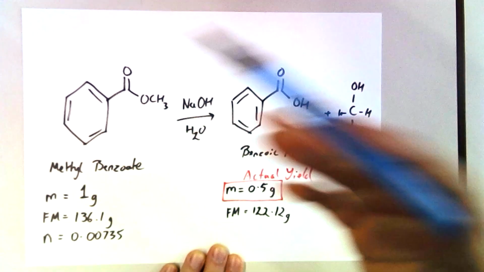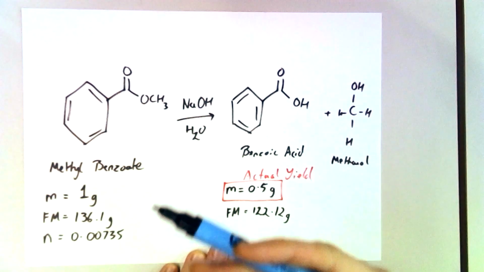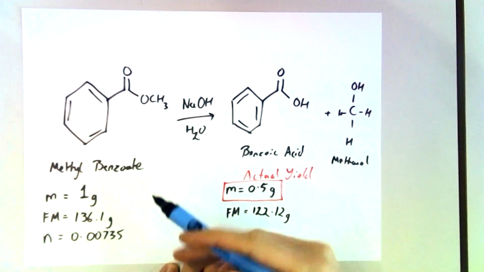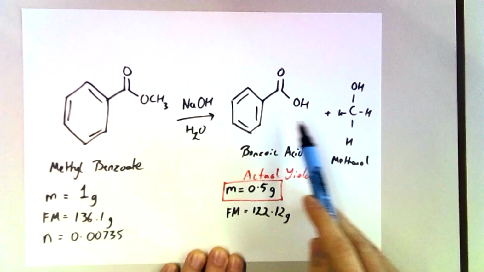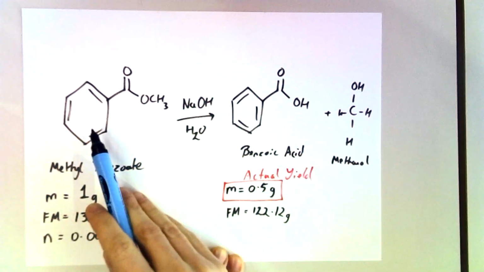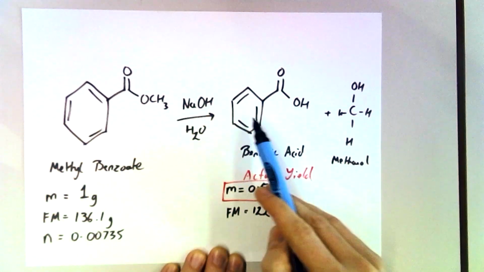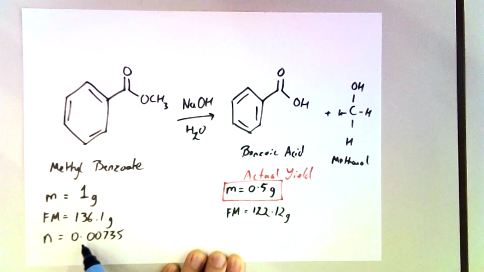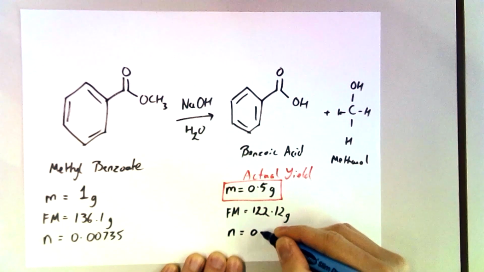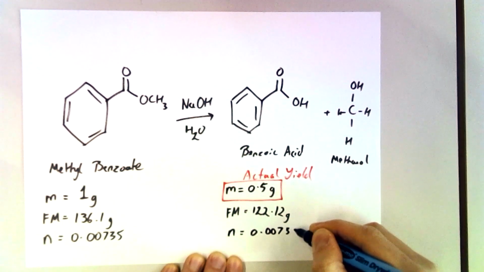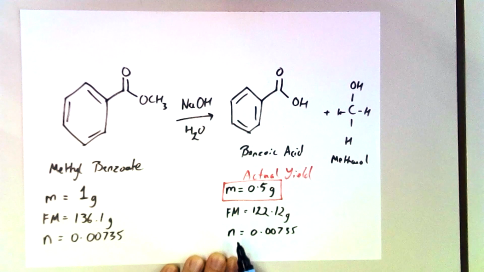If I need 2 parts eggs to 1 part milk, I'm able to scale up or scale down my recipe, but still maintaining the correct amounts. Same goes for a chemical ratio. 1 of these in equals 1 of these out. So 0.00735 in will equal 0.00735 out. So I have the number of moles of the benzoic acid as well.